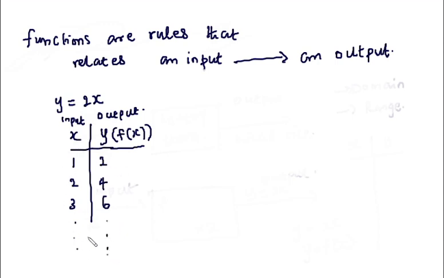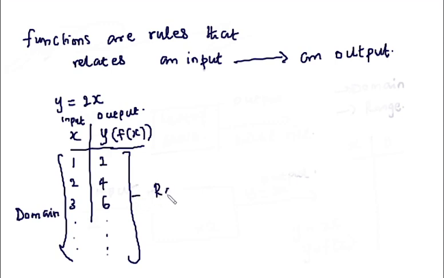Okay, so this set of values is called our domain. So our domain is all possible values that we can input into our function. Well, this set of values is called our range, the range of our function. So this set of values is called the domain, and this set of values is called the range. Okay, so that's it about functions.